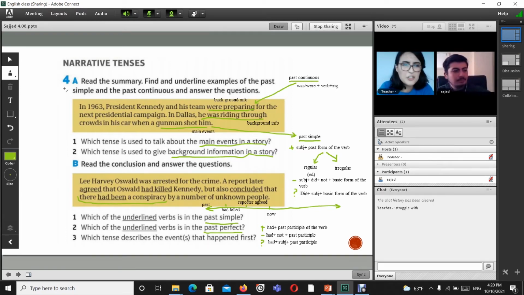The past continuous. Come on, you can do this. What's the negative? We're preparing. So was or were plus not plus verb plus ing. What about the question form?